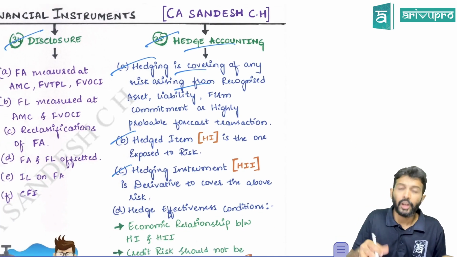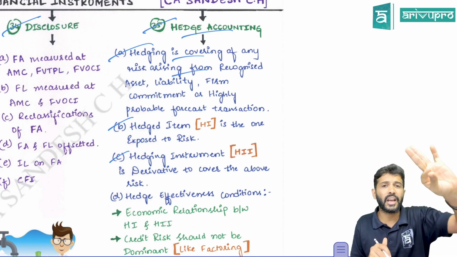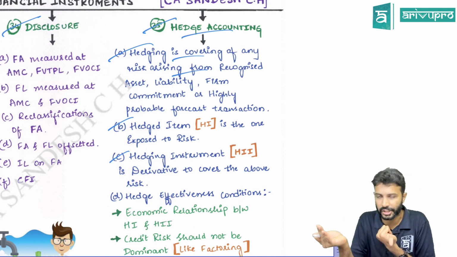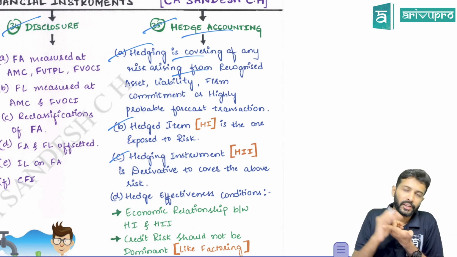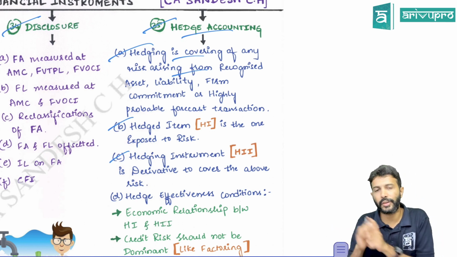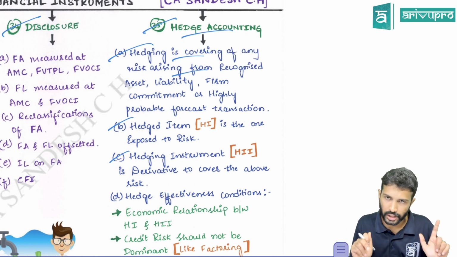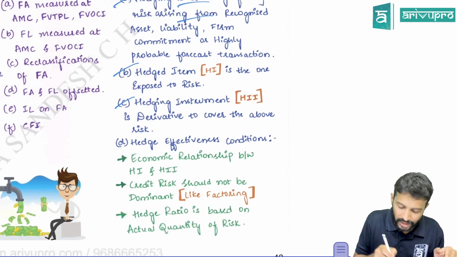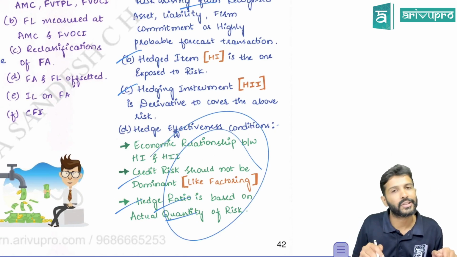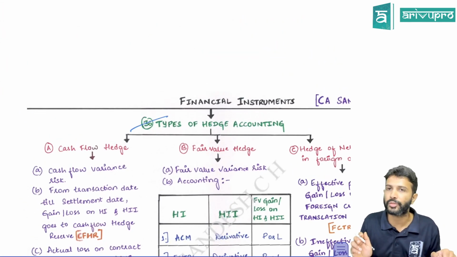Okay. All right. For you to do hedge accounting, the hedge should be effective. And when can you say the hedge is effective? ECR should be satisfied, meaning there should be an economic or monetary relationship between HI and HHI. And the credit risk should not be dominant, like factoring. Credit risk means default. Because of default, you should not have gone into hedging. That should not be there. If that is the case, you cannot follow hedge accounting. Or the hedging ratio should be based on the actual quantity of risk. All right. So if ECR is satisfied, you can say the hedge is effective, and then you can follow any of the three types of hedging.